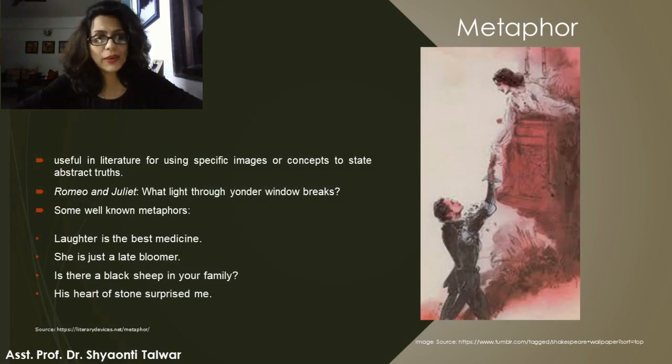Now, let's look at an example over here. Metaphor is especially used very extensively and is very common in literature, and it is also a very useful literary device for using specific images or concepts to state abstract truths, because literature to a great extent dwells in the realm of the abstract, and metaphor is used to concretize that abstract, right?